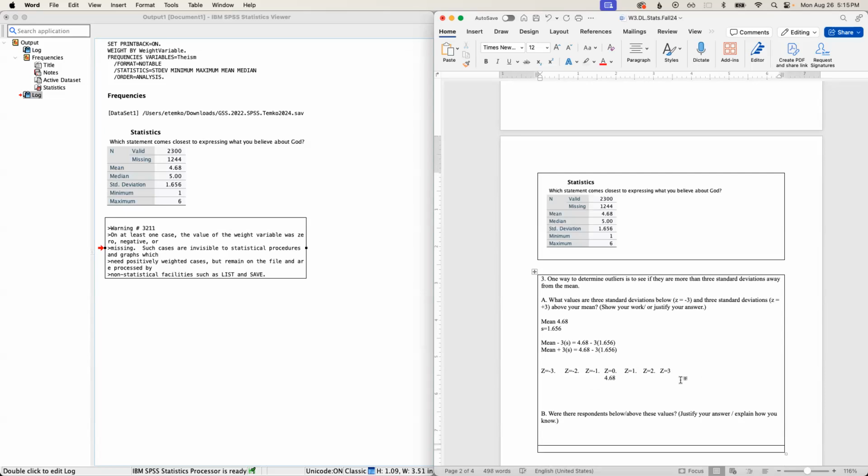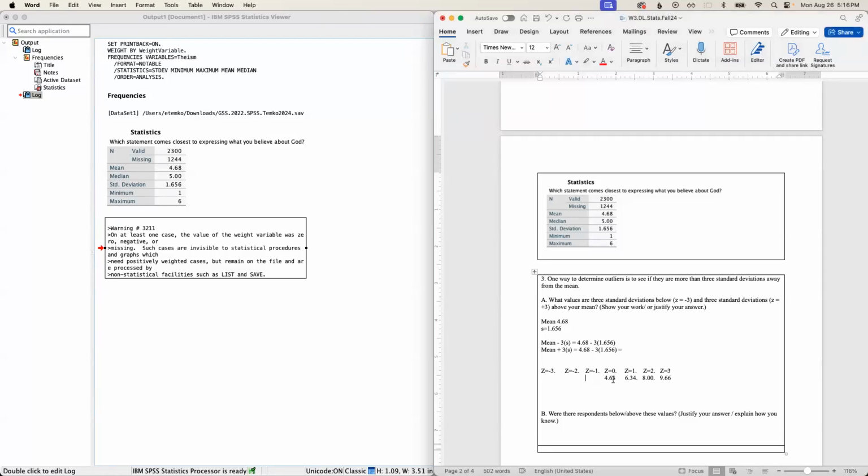So I'm at 4.68. So if I'm going over to z equals 1, I have to do 4.68 plus, let's just round this to 1.66. And I can just use a calculator for that. So 4.68 plus 1.66 is 6.34. If I want to go one more standard deviation, I'm just going to add that 1.66 again. So 6.34 plus 1.66 is 8. And then I could just add it again. And so 3 standard deviations above is 9.66. Let's check and make sure I got that right. If I plug this in, 9.66. Yep.